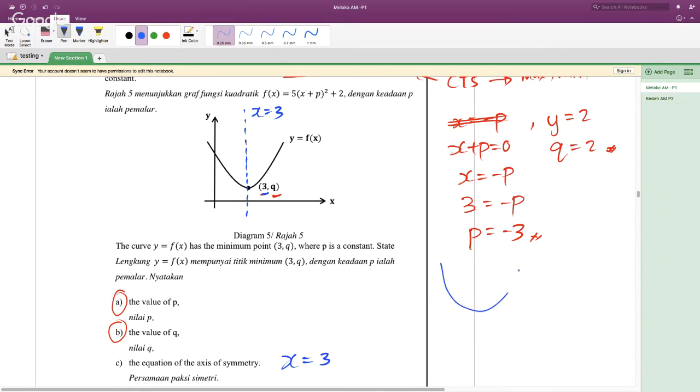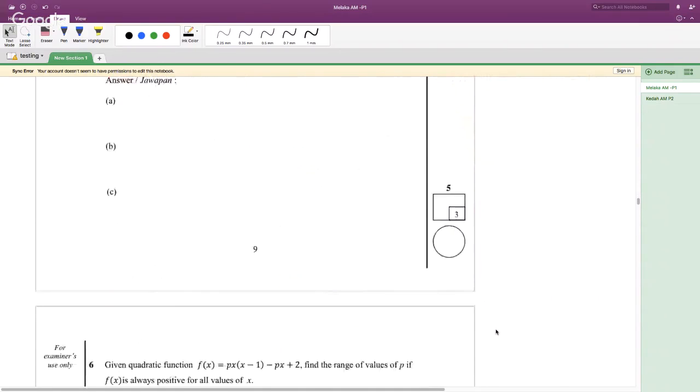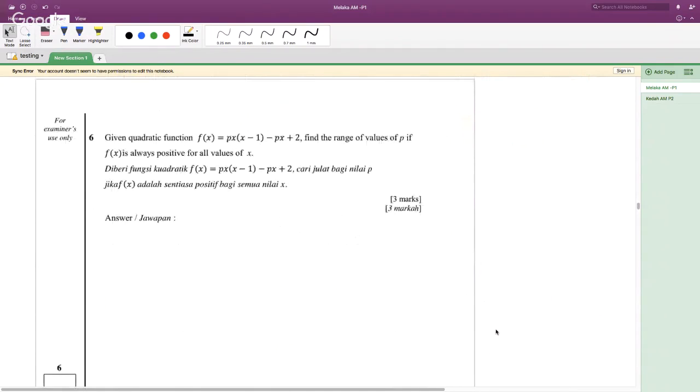Let's say I have my x and y here as a and b. This is my minimum coordinate. So my axis of symmetry over here is just x equals a. We will always follow the x coordinate. All right, so I hope this can make you understand this better. So yeah, I guess it's 1 mark for each.